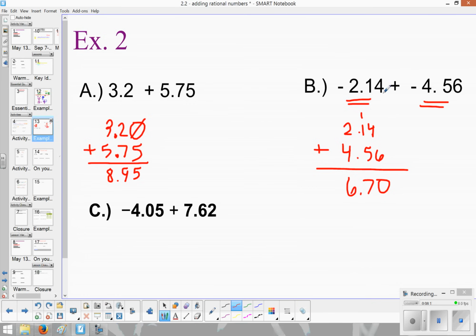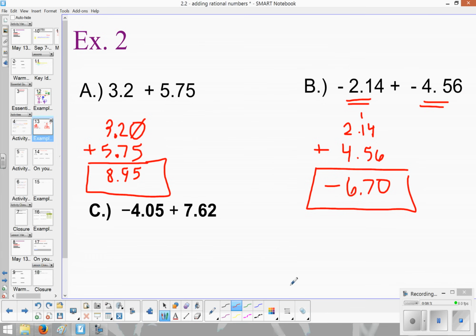Now, since they both have a negative, you have to carry the sign that they have. So if the signs are the same, add and carry the sign. So there's A, there's B. They're very similar, but one is positive for both of the numbers, and one is negative for both of the numbers. And all I did was add them.